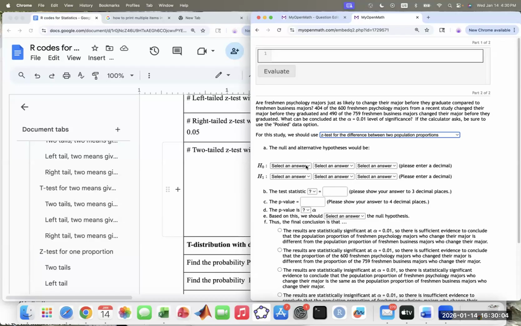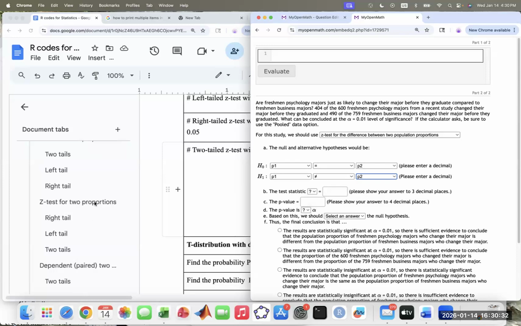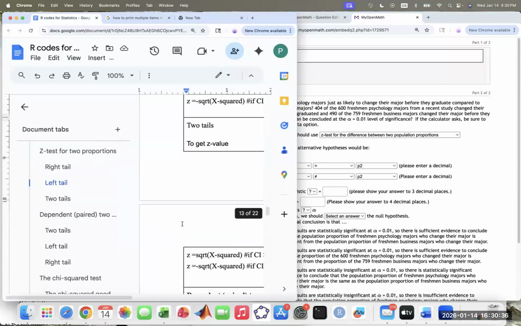So we're going to choose proportion. Choose P, and H0 is always equal, so P1 equals P2. Then H1 would be P1, and the opposite, not equal to P2, because we say likely, which means the same. Now for the test statistics, we're going to do the Z test for two proportions. Click on this one, and here we're going for two tails.